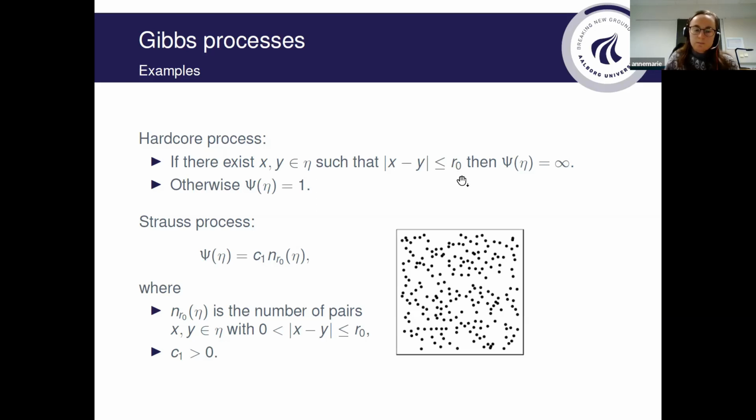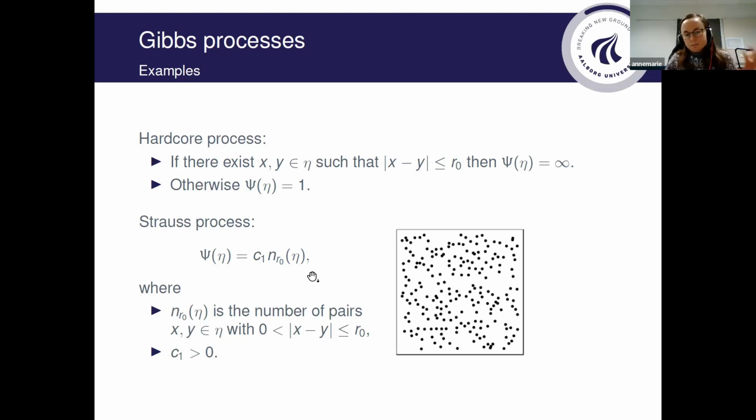So this is what we call a hardcore process, because you can imagine that the points are actually balls of a certain radius, R0. There's a softer version called the Strauss process, where the energy is proportional to the number of pairs that are within distance R0 from each other.